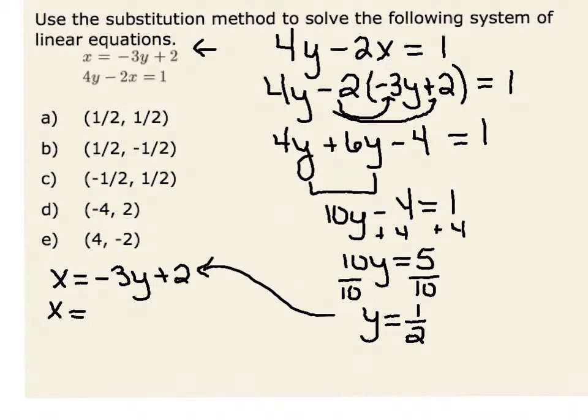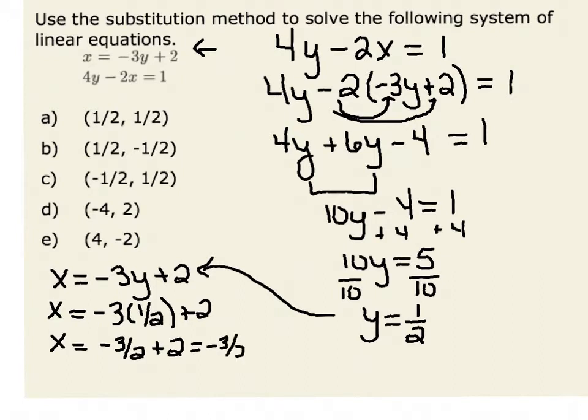So x is equal to negative 3 times 1/2 plus 2, or x is equal to negative 3/2 plus 2. Well, negative 3/2 plus 2 is the same as negative 3/2 plus 4/2, telling me that x is equal to a positive 1/2. Therefore, I can see that my solution is (1/2, 1/2).